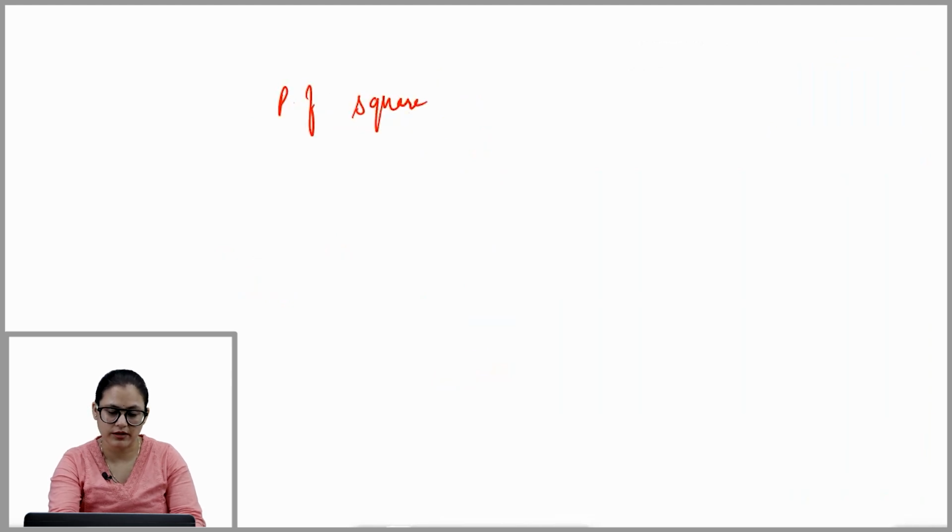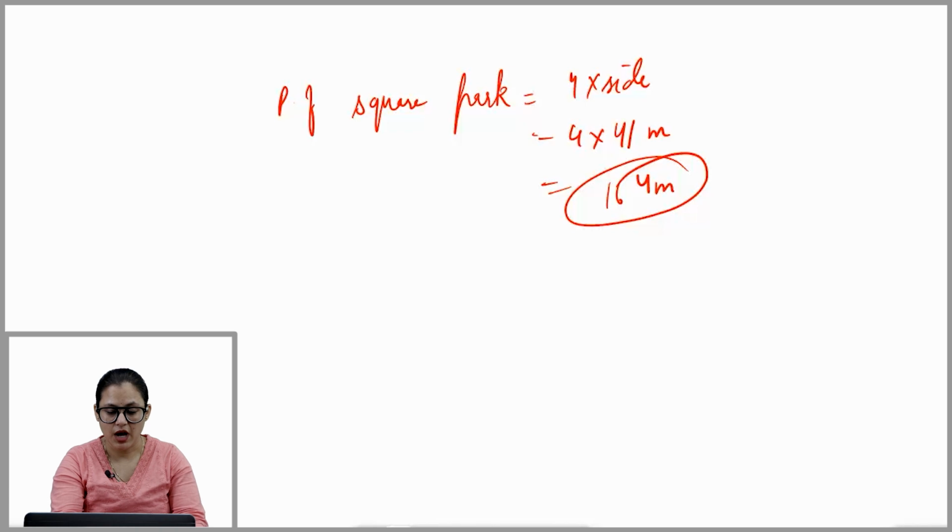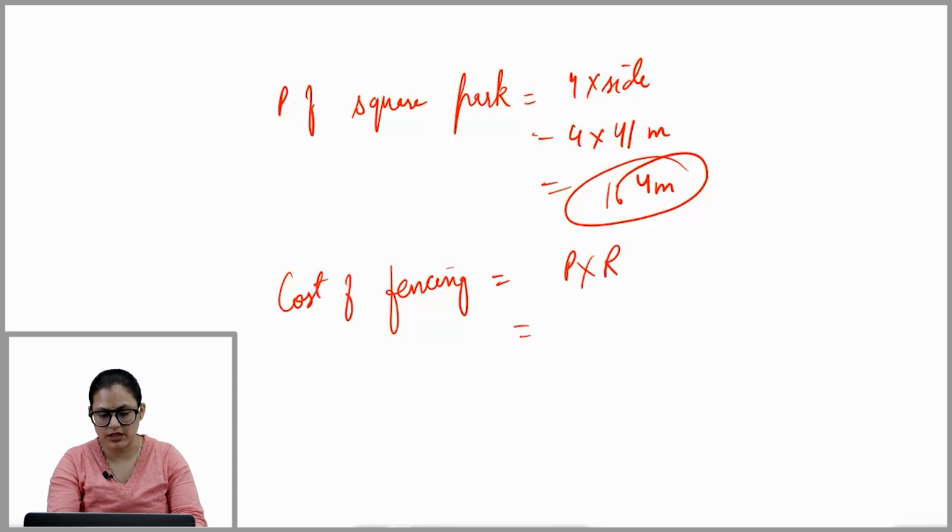Now we will find out the perimeter of the square park. Formula of perimeter of a square is 4 into side. 4 into 41 meter. So 164 meter is the perimeter. Now we will find out the cost of fencing. Cost of fencing is perimeter into rate. Perimeter is 164 and the rate is given here, rupees 10. So rupees 1,640. Now we have found out the cost of fencing.